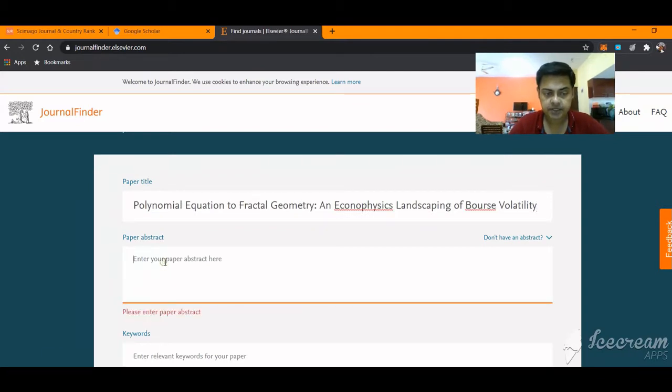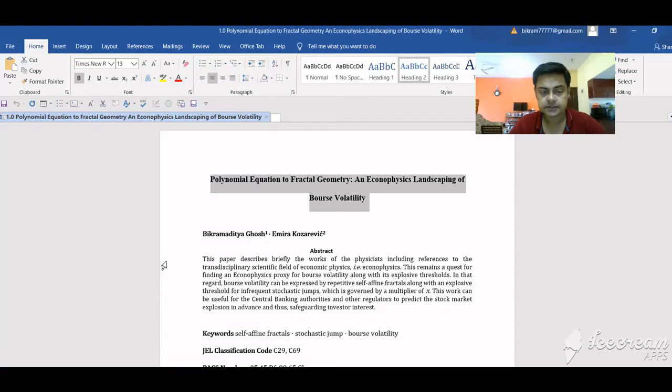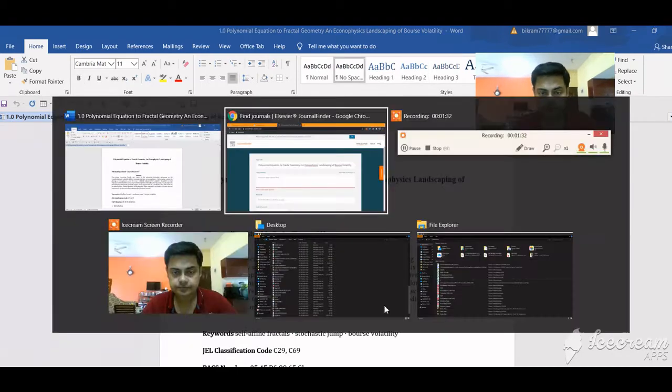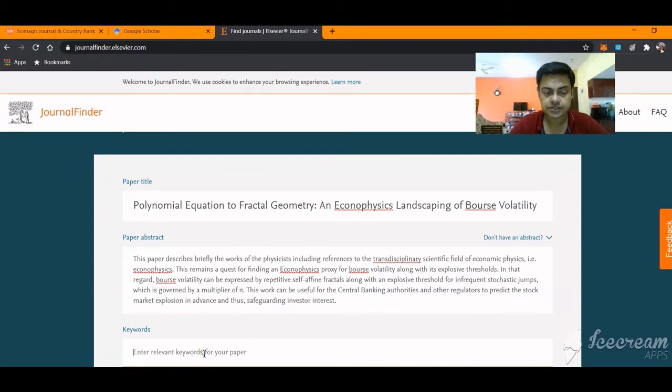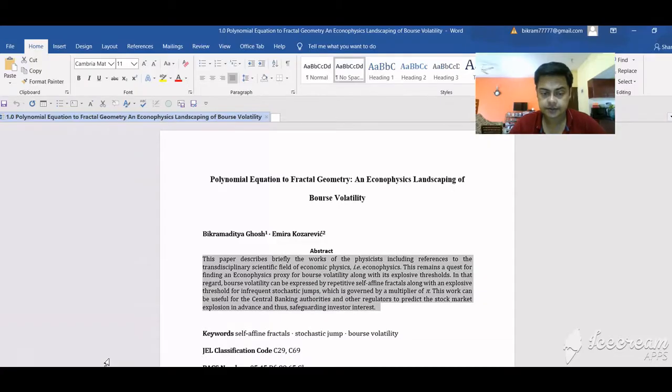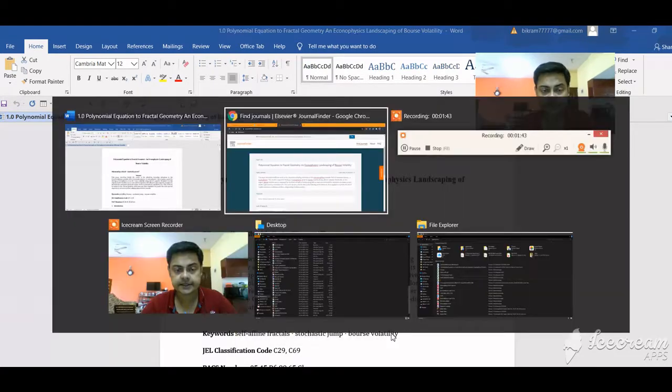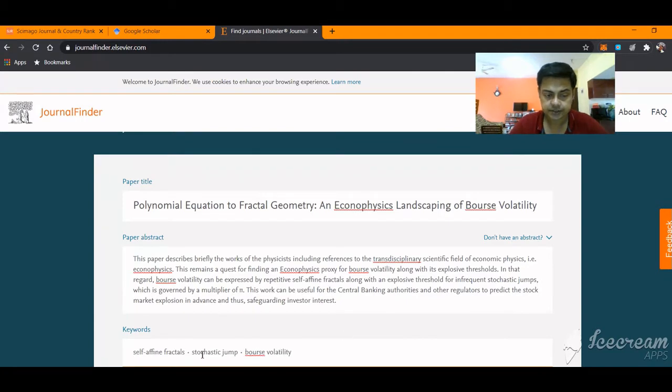Then I have to copy the abstract. So I'm going back, copying the abstract, and putting the abstract here. Then keywords, I'll again go back, copy the keywords, come back and put the keywords here. Only thing is, between two keywords, please keep a comma and give a gap. Comma and a gap.